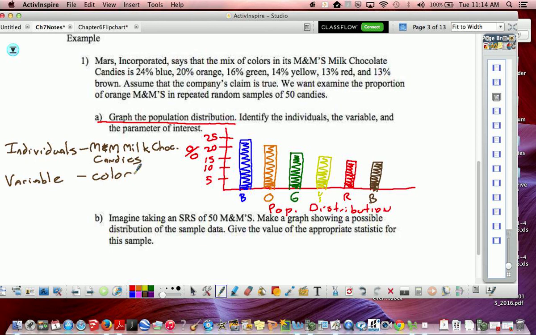So now the parameter that we want to measure is the proportion of orange. Since this is a parameter, we would say P equals 0.2.